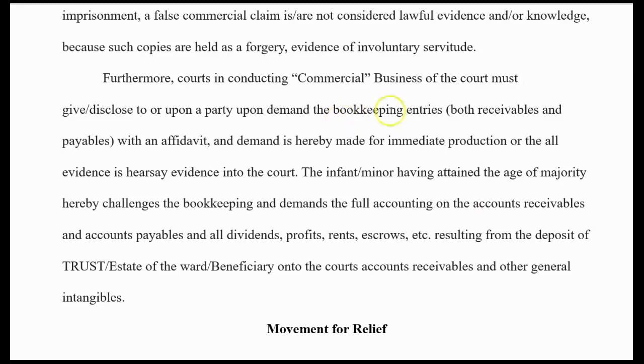So the courts are conducting commercial business of the courts and must give or disclose to the party demanding the bookkeeping entries, both receivables and payables, with an affidavit and demand is hereby made for immediate production, or all evidence is hearsay is evidence into the court. The infant minor, having attained the age of majority, hereby challenges the bookkeeping and demands full accounting on other accounts receivables and accounts payables on all dividends, profits, rents, escrows, etc., resulting from the deposit of the trust estate of the ward beneficiary onto the court's accounts receivables and other intangibles.